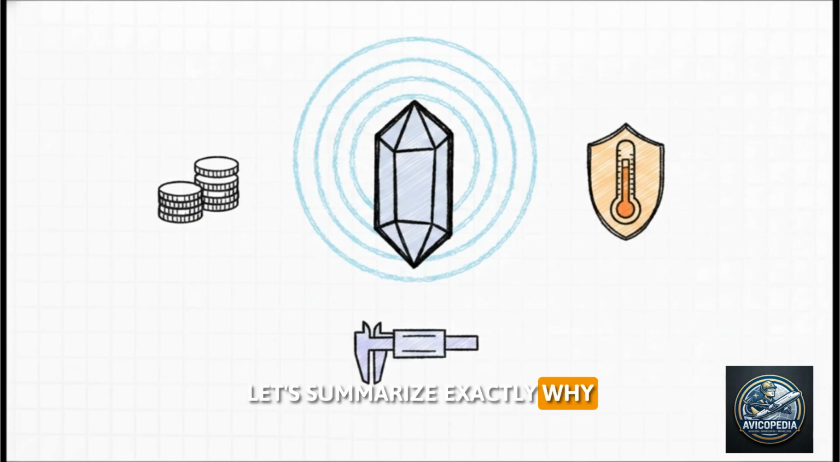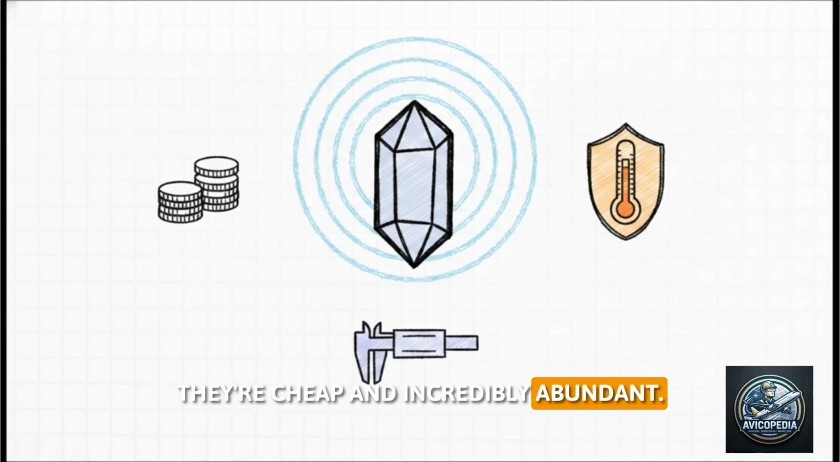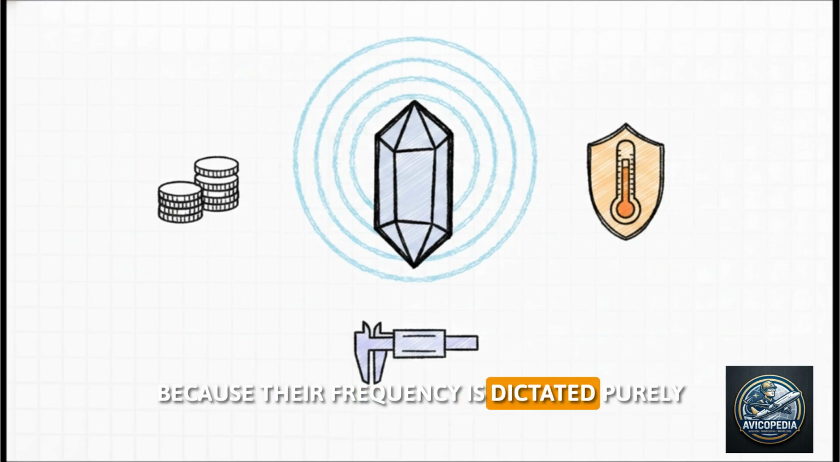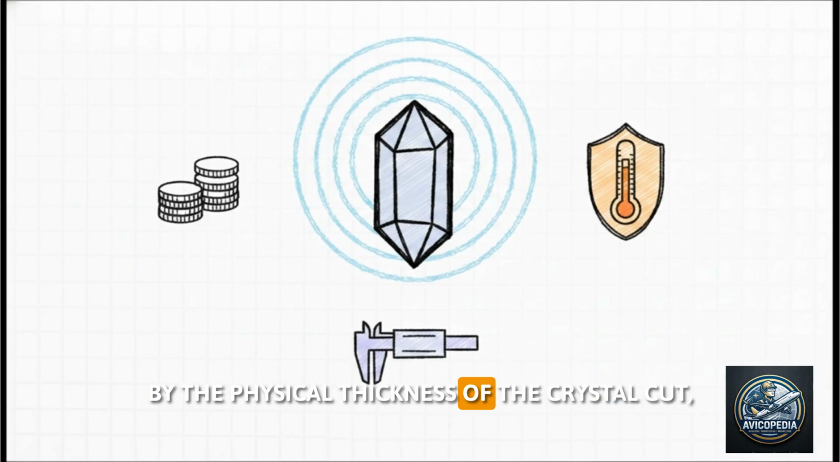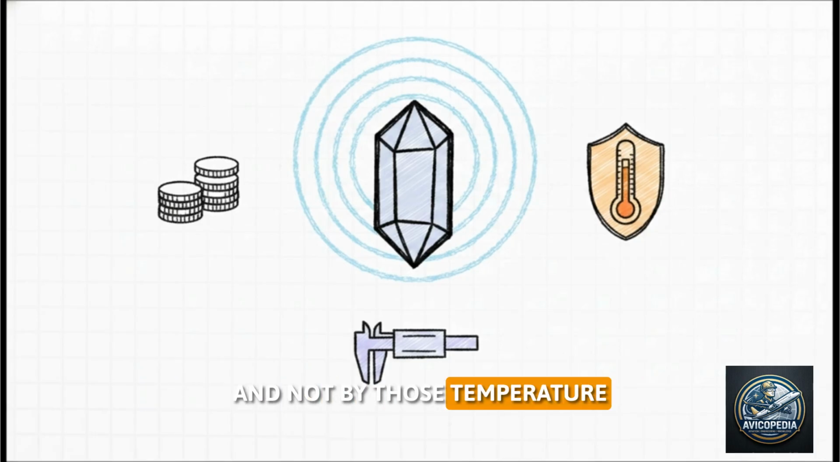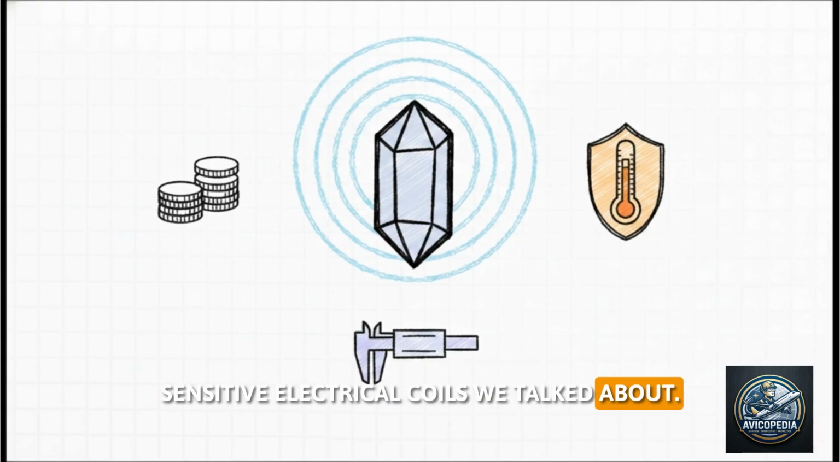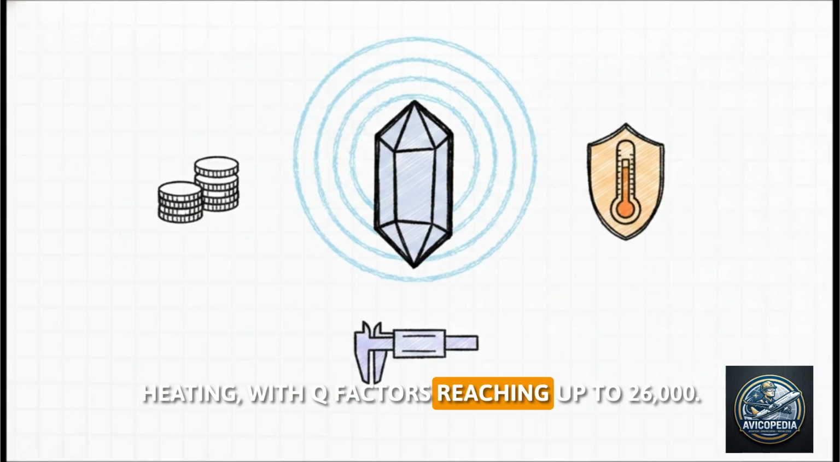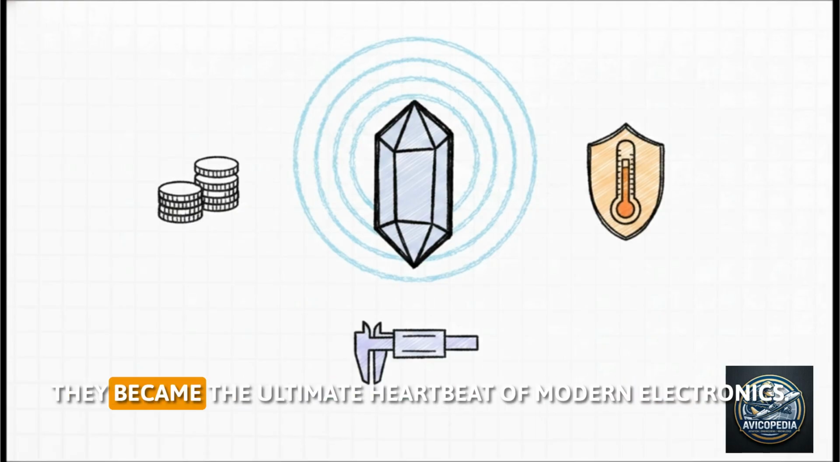Let's summarize exactly why. They're cheap and incredibly abundant. They lock in frequency stability to changes of less than 0.1%. Because their frequency is dictated purely by the physical thickness of the crystal cut and not by those temperature-sensitive electrical coils we talked about, they are practically immune to normal heating. With Q factors reaching up to 26,000, they became the ultimate heartbeat of modern electronics.